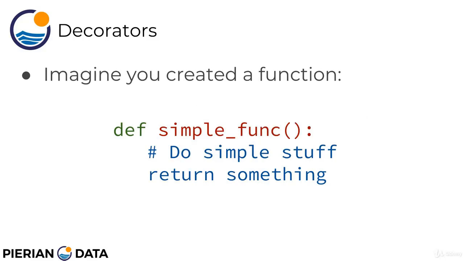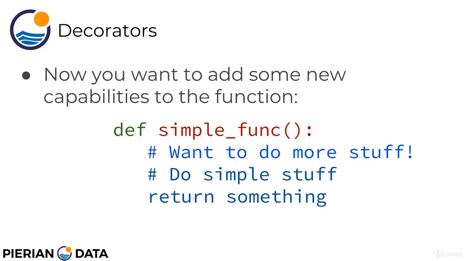Imagine that you created a function. Here we're representing it by just a simple function. It does some simple stuff and then returns something. So you create this simple function and now you want to add some more functionality to it, or in other words, add more code. What you could do is take your original simple function, then add some more stuff to it, keep doing the old stuff, and then return something.